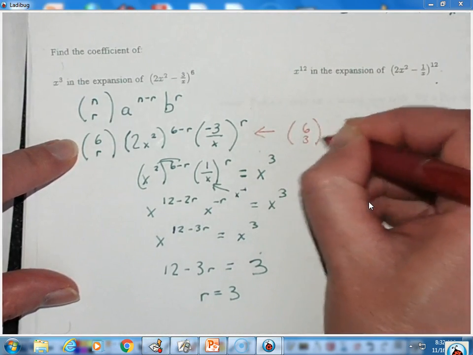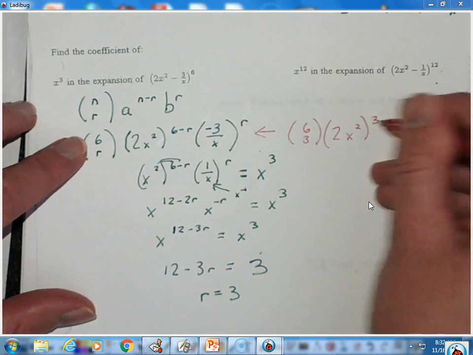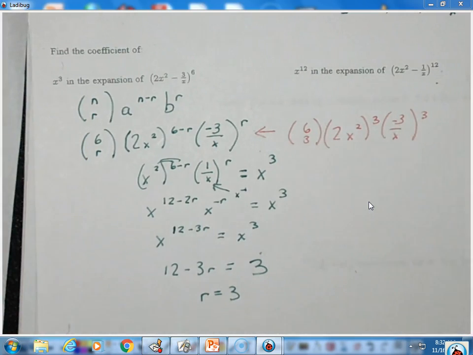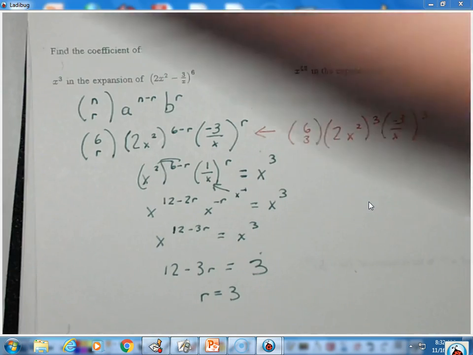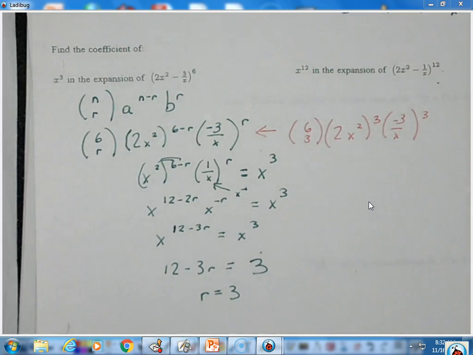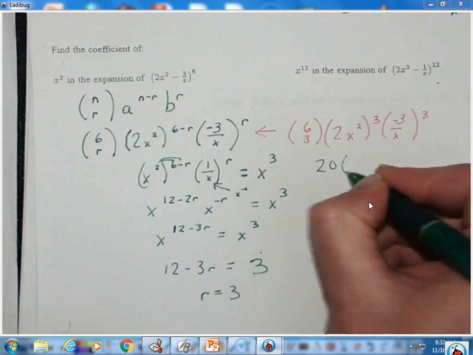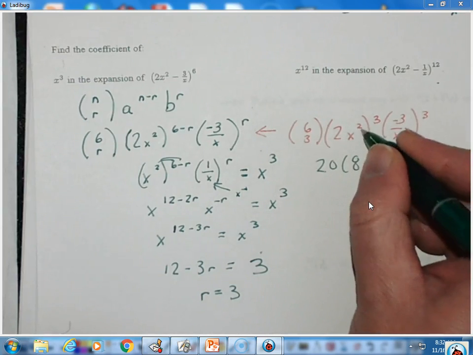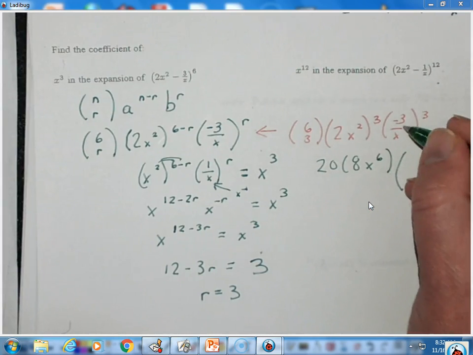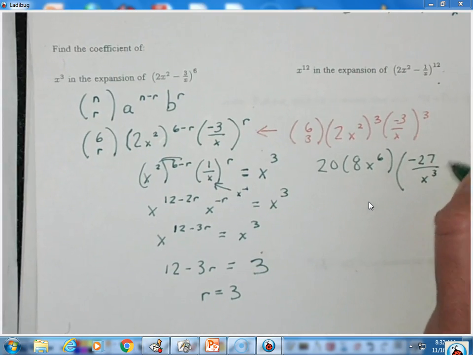But you're just going to do 6 things taken 3 at a time. 2x squared to the 6 minus 3, so 3. Negative 3 over x to the 3. If you figure that out, you've got the right term. Okay, so anybody want to help out with 6 things taken 3 at a time? Okay, and then 2 cubed would be 8. X squared cubed would be x to the 6. Negative 3 to the 3rd would be negative 27 over x to the 3rd.